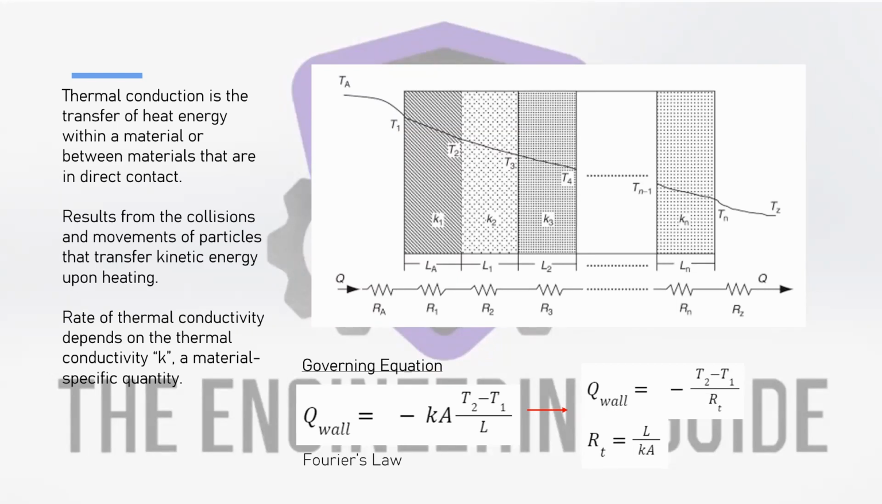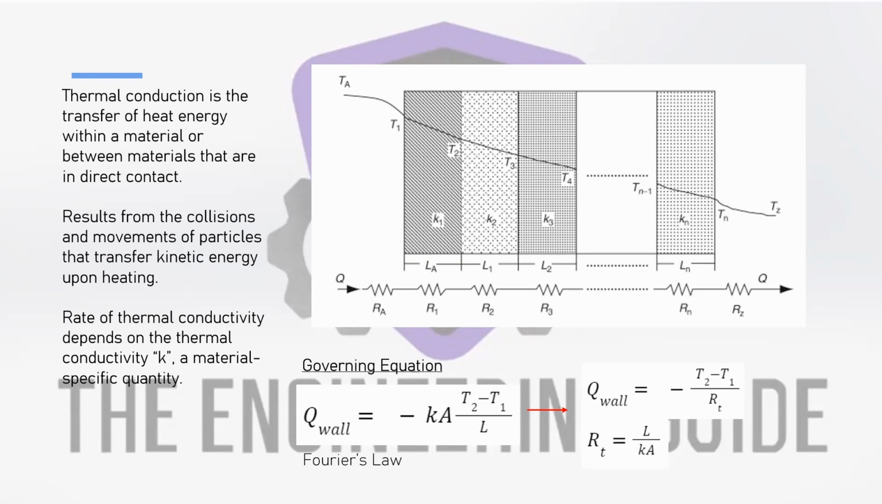Well, I presented a similar slide to this in a previous video where we did thermal conduction through one wall, and we saw that thermal conduction was the transfer of heat energy within a material that was a solid or between materials that were within direct contact with one another, which we are going to see in this video. And this heat transfer was resultant of collisions and the movement of particles that were transferring kinetic energy between each other upon heating. The rate of thermal conductivity depended on the thermal conductivity K, which was a material specific quantity. And we're going to see how different materials will affect the transfer of heat through a composite wall in this simulation.